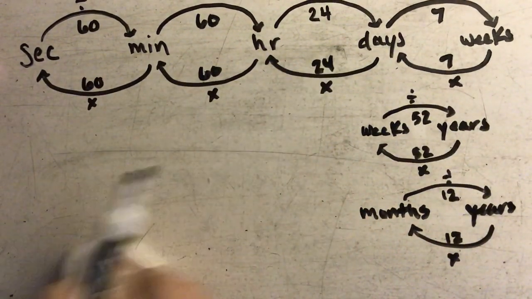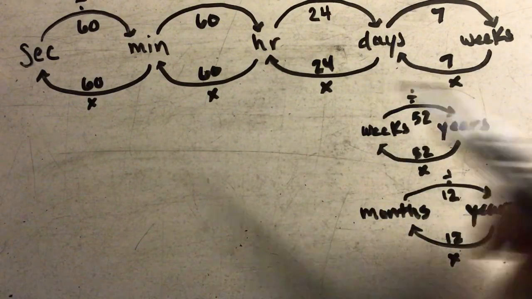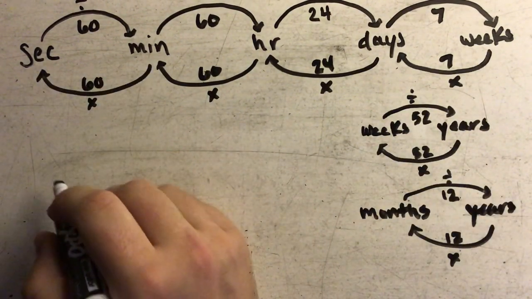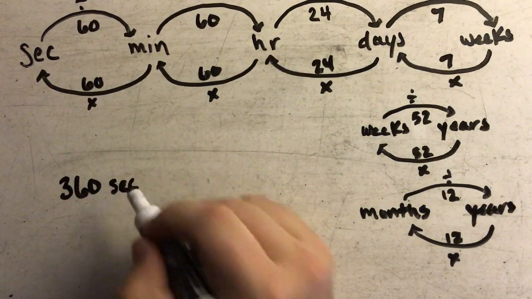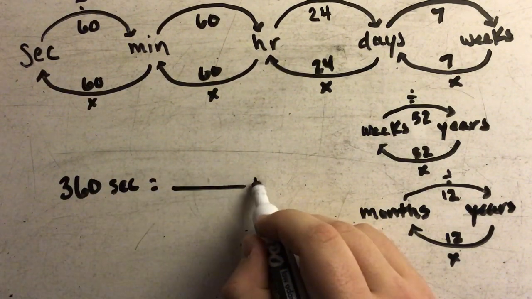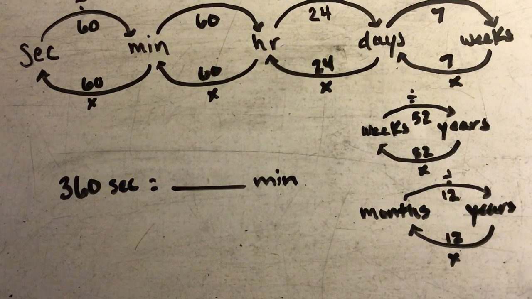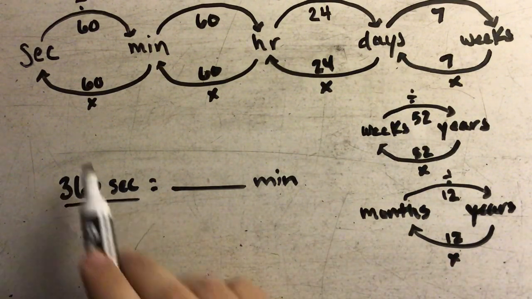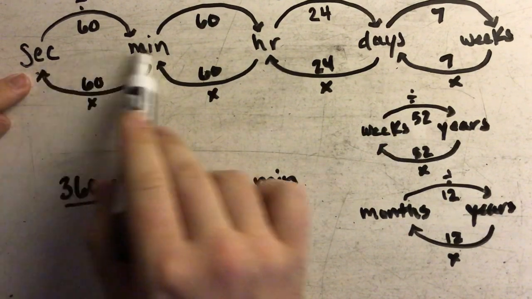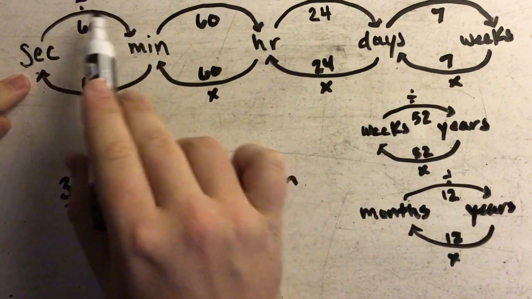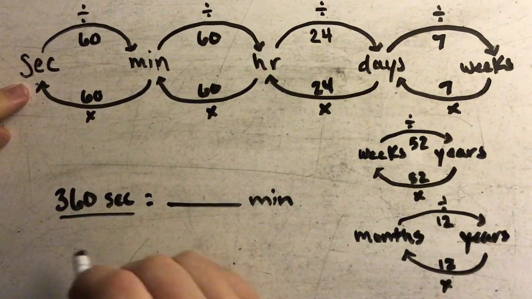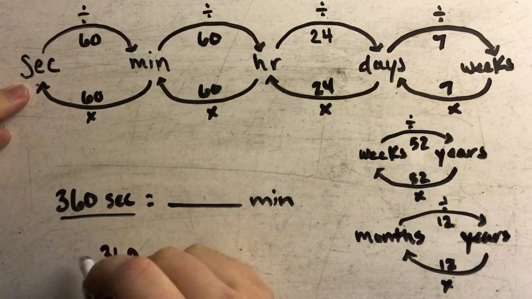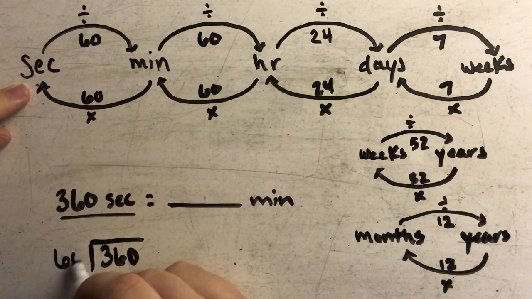Let's try another example. This time we'll go from a smaller unit to a larger unit. Let's say I have 360 seconds, and I want to know how many minutes that will be. So again, I start with what's given to me, and that's seconds. And going from seconds to minutes, I see that I need to divide by 60. So 360 divided by 60.